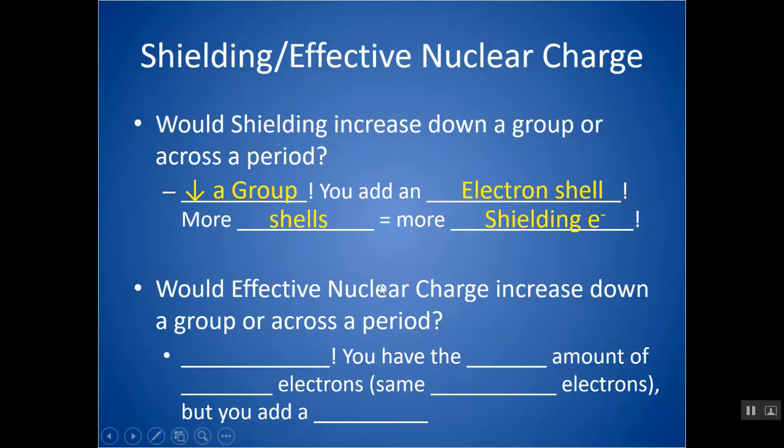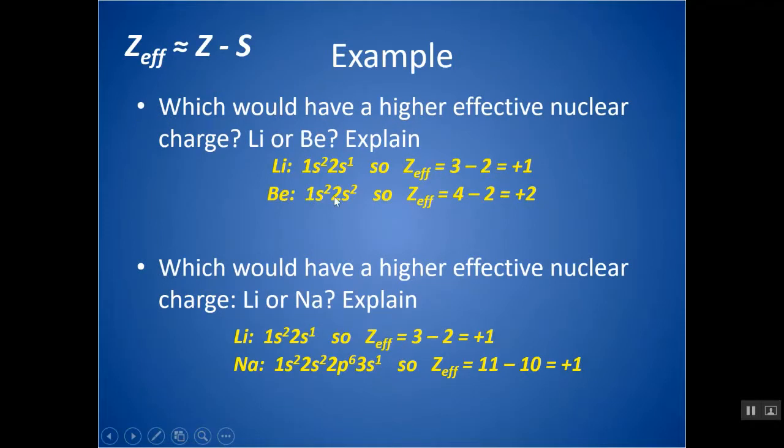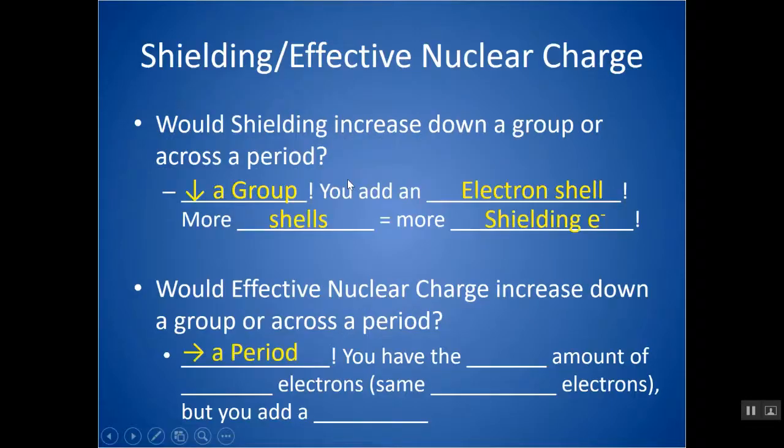Effective nuclear charge is going to be an argument as we go across a period. As I go across a period, I have the same number of core electrons. I'm just adding more valence electrons into the second shell. So across a period, you have the same number of core electrons, same number of shielding electrons, but you're adding a proton as you go. So the effective nuclear charge is increasing across the period. Whenever we're comparing things across a period, we're going to be using effective nuclear charge as an argument.